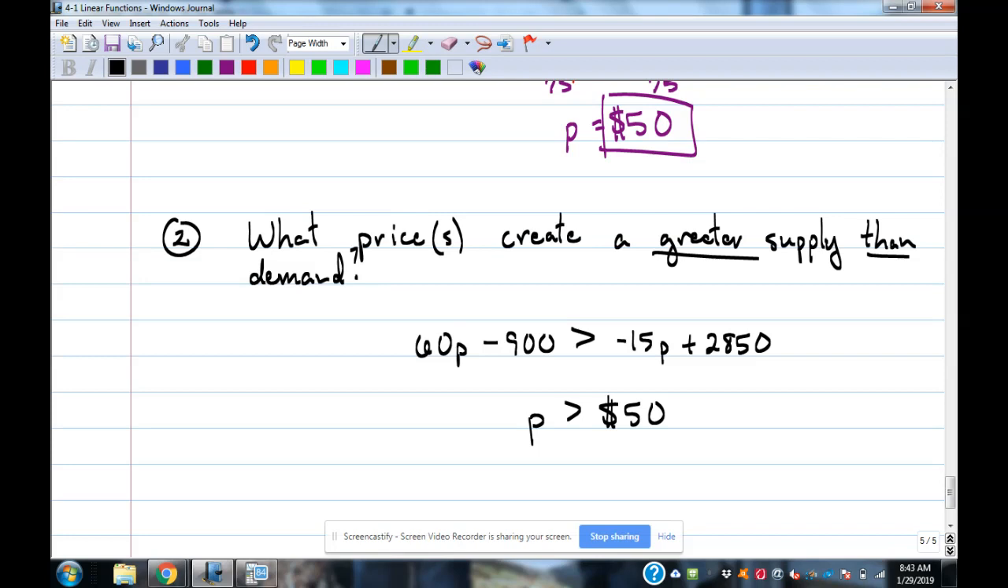But if we charge less than $50, what's going to be happening? There's going to be people wanting that phone and they can't get it. So what happens when your demand is higher than your supply? Price goes up. That's when you can start selling your phone that you already own for 3 times what it normally costs.